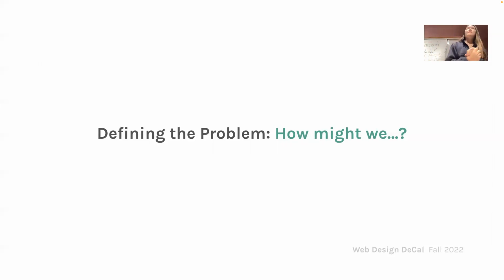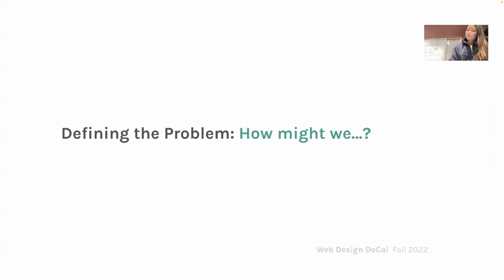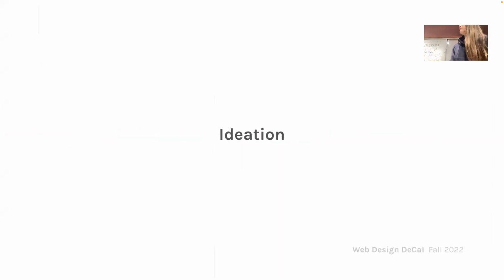So for example, if I'm dealing with a food delivery service, I might ask, how might we design an application for Berkeley students to order late night food easier? That's a definition of a problem that exists and how you can better frame a design for a product in that lens. Next is the ideation phase.